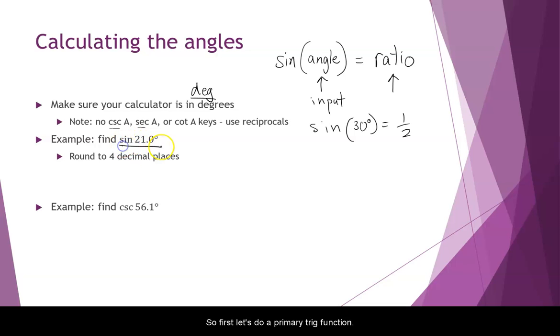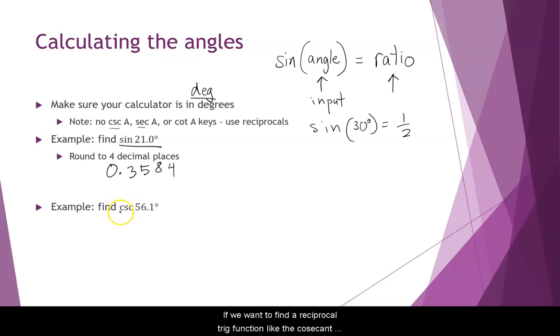So first, let's do a primary trig function. We want to find the sine of 21 degrees. So I'm going to enter in sine and then 21 or 21.0, and I'm going to round that to 4 decimal places. I got that this is 0.35836, so that means I'm going to round that 3 up to a 4, and there's my answer.